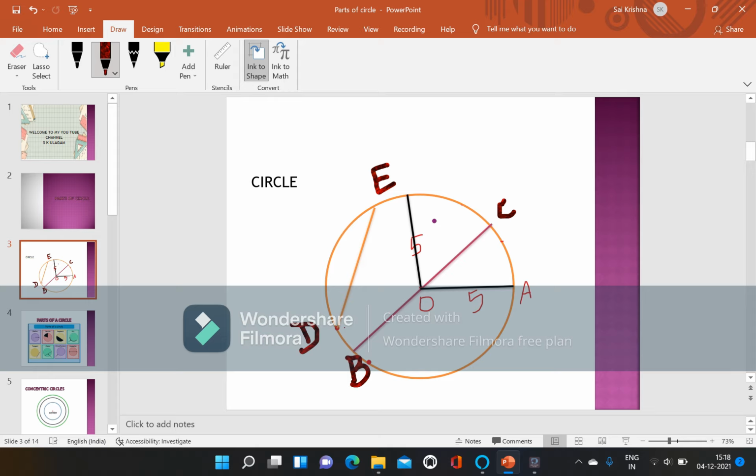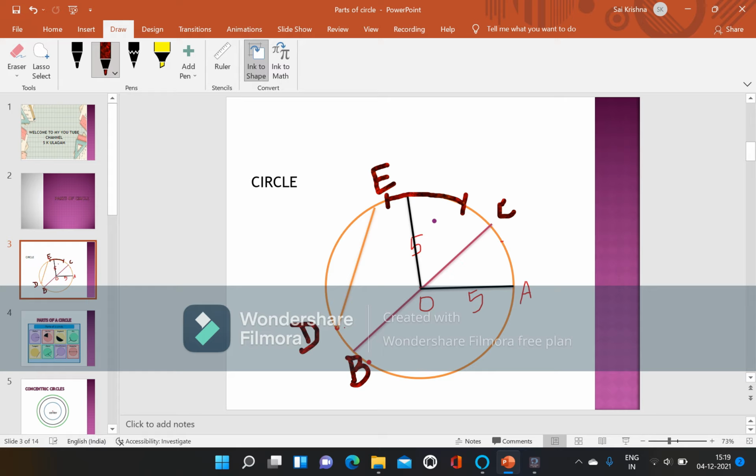the perimeter of the circle is called the circumference. That means the outer length of the circle is called the circumference of the circle. And the arc, that means the part of the circumference of a circle. So this is called the arc. And this is the minor arc and the remaining is called the major arc. That means if the part is less in a circumference, that is called the minor arc, and the major part is called the major arc.